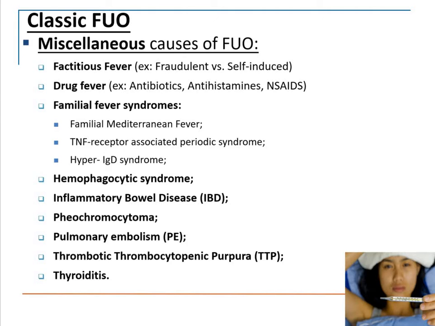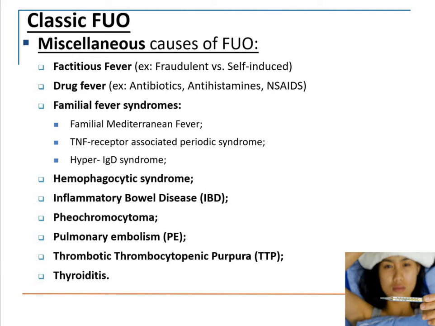Other causes of fever of unknown origin. Of course, you should remember about self-induced fever, drug fever, because of taking some medicines such as antibiotics, antihistamines, and non-steroidal anti-inflammatory drugs. Familial fever syndromes: there are many with genetic predisposition. The most common is familial Mediterranean fever. Besides this fever, you should remember about TNF receptor associated periodic syndrome and hyper-IgD syndrome.